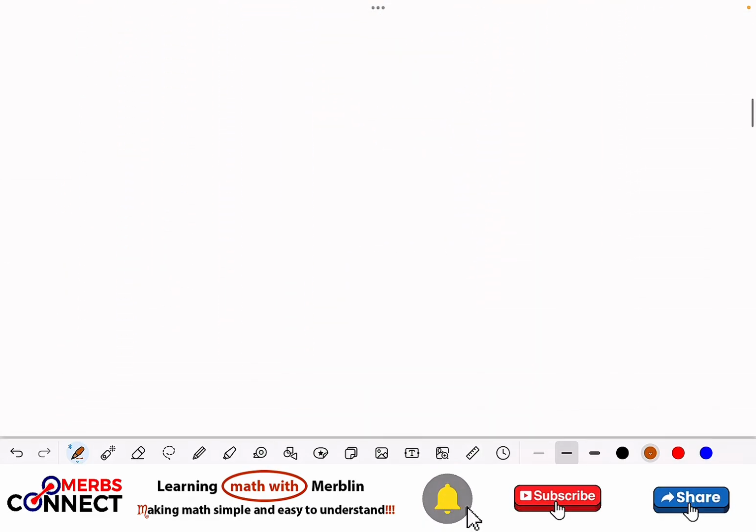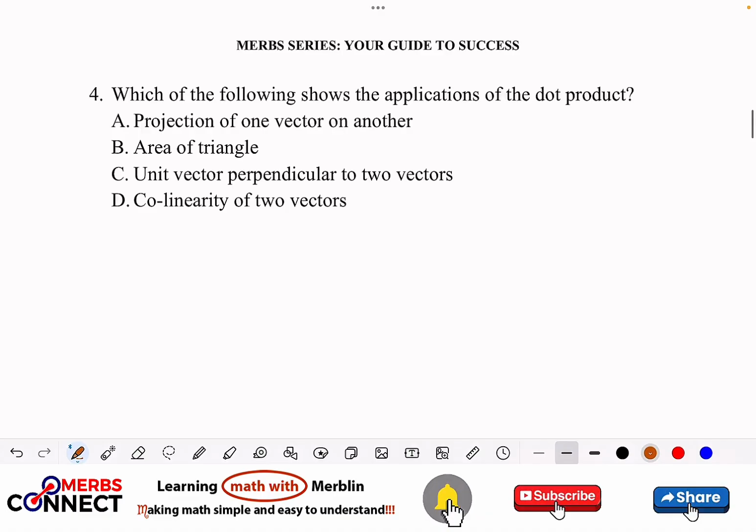Now let's look at question 4. We have 20 questions. Which of the following shows the application of the dot product? I will talk about A first, but remember, whenever we are talking about the area of a triangle, we need to use the cross product. So this one, we are going to use the cross product, right?